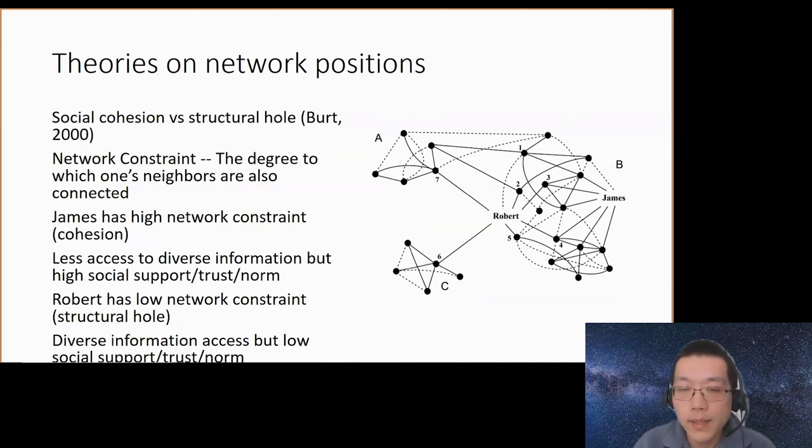And you'll probably want to be in different network positions in different situations. For example, James will probably be more likely to be able to successfully borrow money from his friends than Robert, because James' friends can all vouch for each other. But studies have also shown that if you're in a company setting, people in Robert's position are more likely to get higher salaries or get promoted faster on the corporate ladder. So you want to be in different positions in different situations.